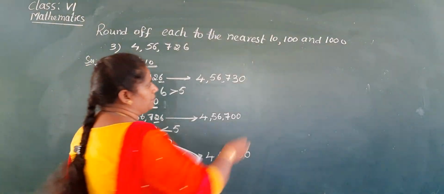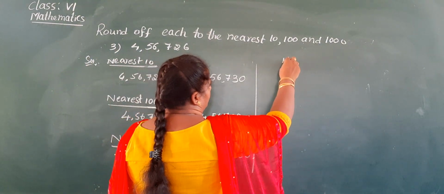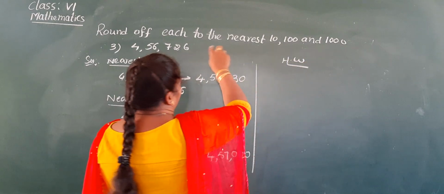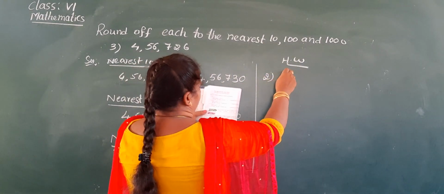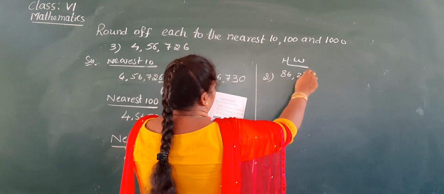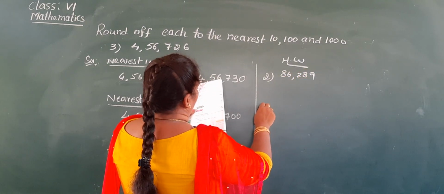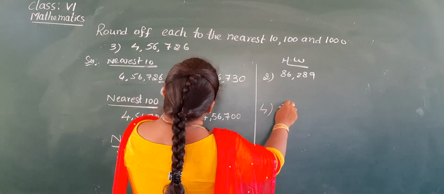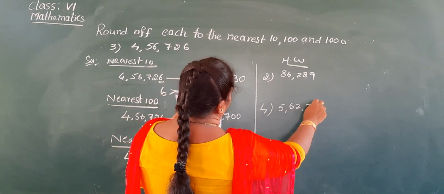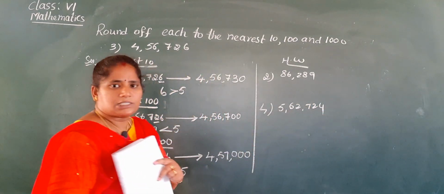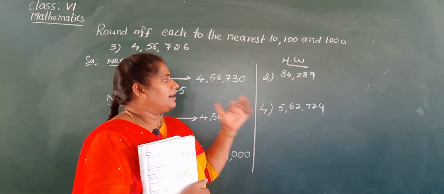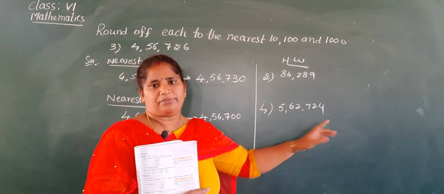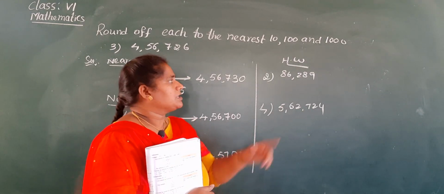After you do, I'll give 2 problems as homework. Round off each to the nearest 10, 100 and 1000. The second problem in your textbook, 86,289, and the fourth one is 5,62,724. If you have any doubt, watch the video again, clarify your doubt and round off these numbers. Okay?